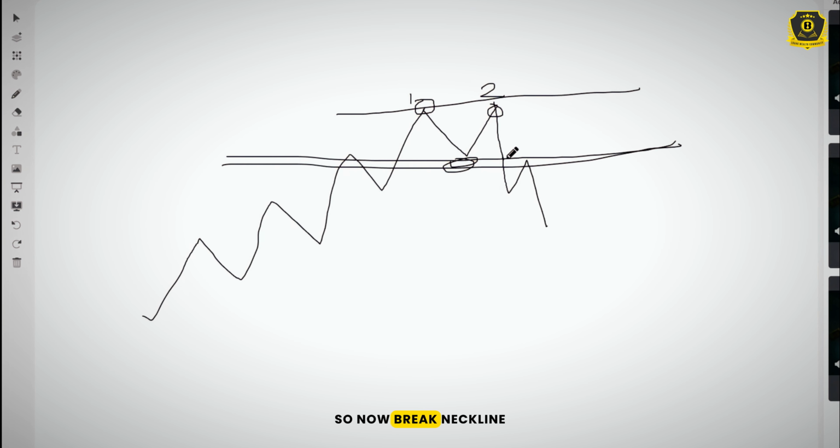Now the neckline breaks down. We can see the break, then the retest, and here we can get one confirmation for the entry point. For example, this is a bearish engulfing candle. We can take the entry here and put a stop loss above this candle.